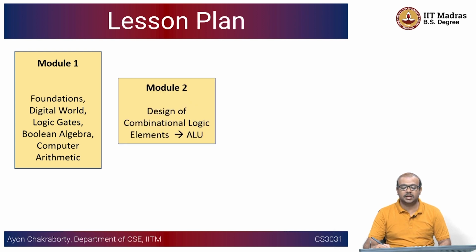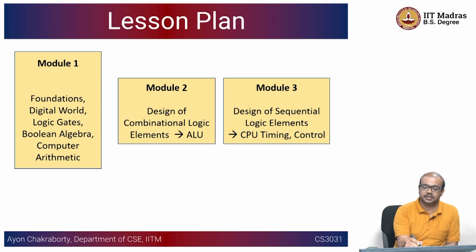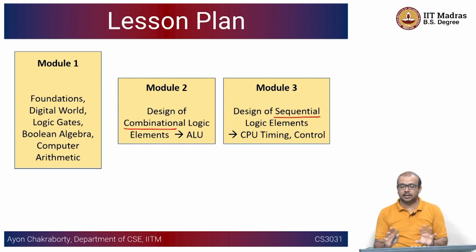Module 2 is strictly going to tell us how we are going to go about designing some kind of logic called combinational logic. I am going to clarify that later, and eventually leading us towards design of an arithmetic and logical unit. Module 3 is going to be the design of sequential logic elements. So just note the change in terminology. This is a combinational logic element, whereas this is a sequential logic element. Don't worry about their meanings right now.